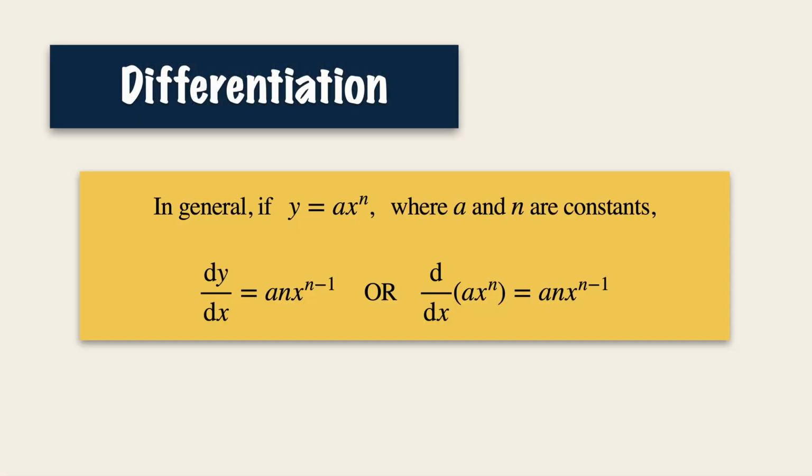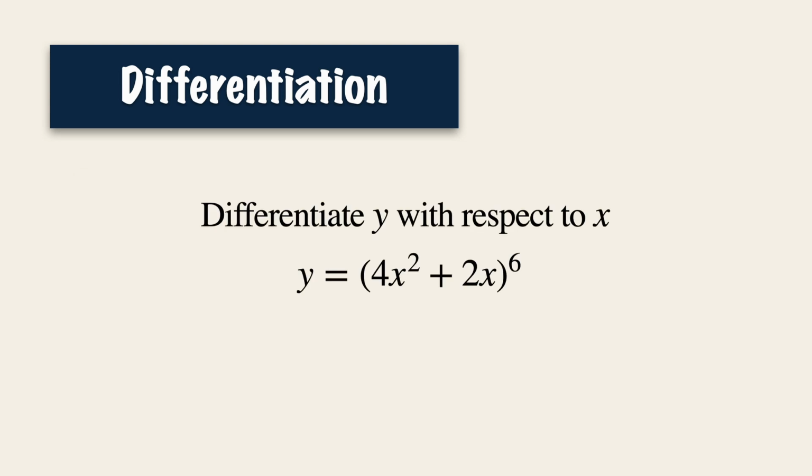So in general, if y is equal to ax to the power of n, where a and n are constants, if you want to find dy over dx, all we need to do is take that power, multiply it by a, which is the coefficient of x, and minus 1 from the power. But if y is not present in the expression, what we can do is put d over dx, copy the expression, ax to the power n, and that will be equal to a n x to the power n minus 1. Now, what if you need to differentiate this function? y is equal to 4x squared plus 2x to the power of 6.